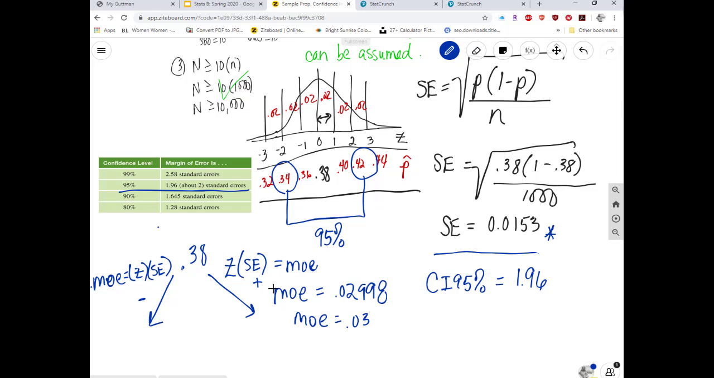My margin of error is going to be the same because here I'm going to multiply that same z-score, 1.96, by the standard error again, which was 0.0153. I'm going to do it again over here. So 1.96 times 0.0153.